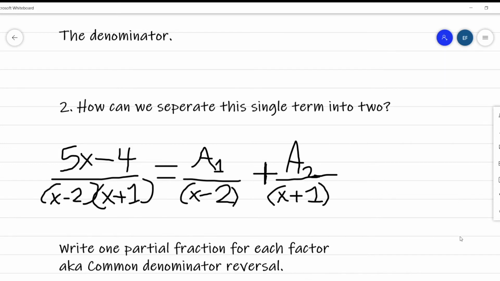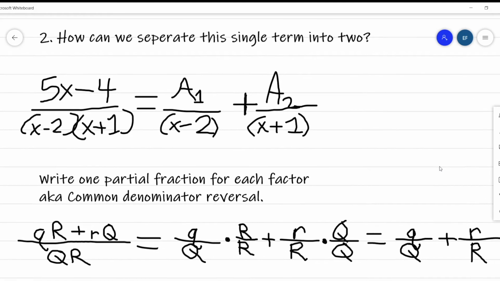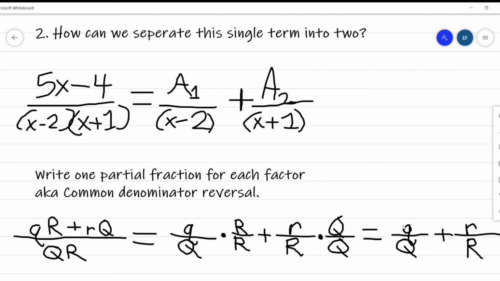Well, think about it. In regular 5th grade math, we learned, all right, if I have little q divided by capital Q plus little r divided by capital R, I'm allowed to combine these if I get myself a common denominator. And I can achieve that by multiplying each term by 1, or in this case, capital R divided by little r, capital Q divided by little q. And then we know that'll get us in the end, little q times capital R plus little r times capital Q. And we know that common denominator is capital Q times capital R.